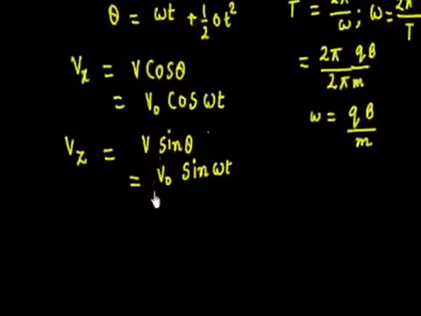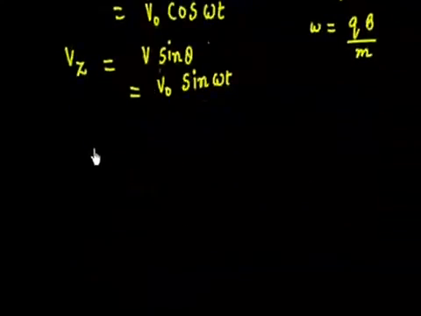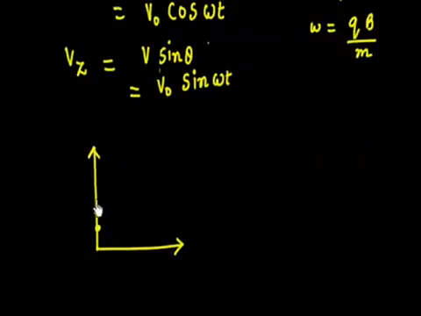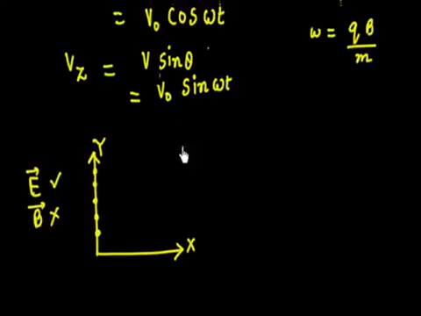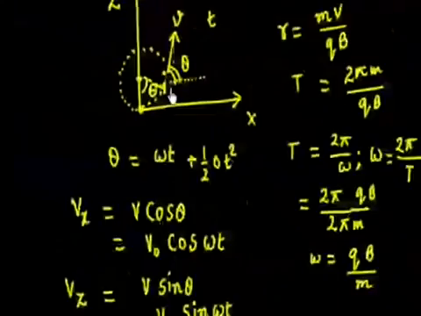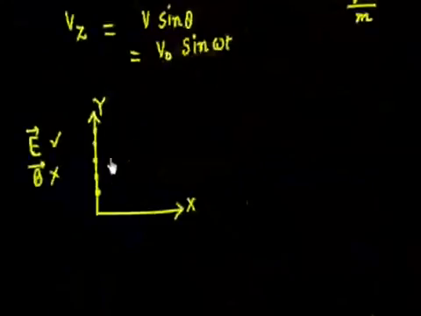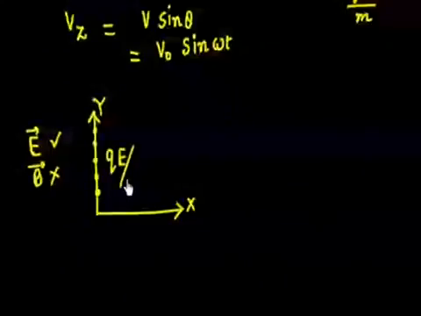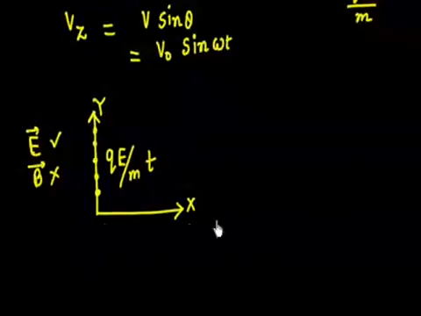Now if I superimpose these two situations, what do we have? We have a situation something like this. If there is only an electric field and no magnetic field, this charged particle will move along the y direction, and the velocity is given by Vy. This is x, this is y. In this case the motion is a straight line, and the velocity is qE by m into t in magnitude, in the y direction.